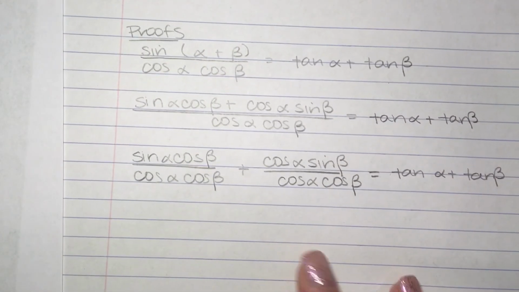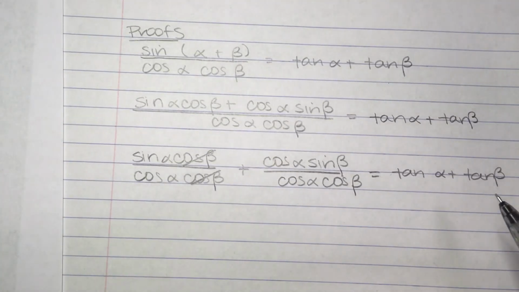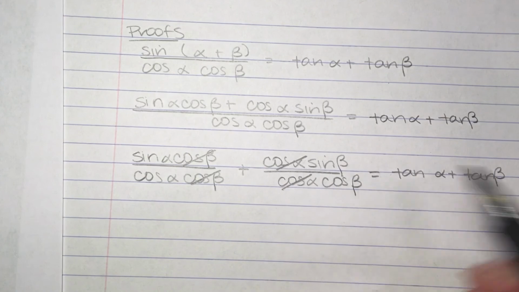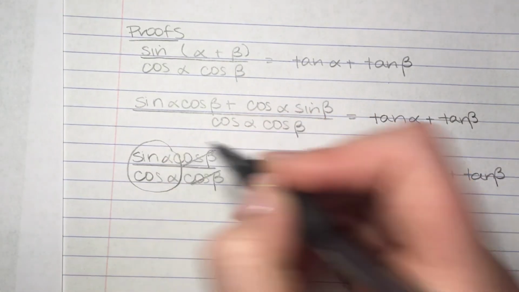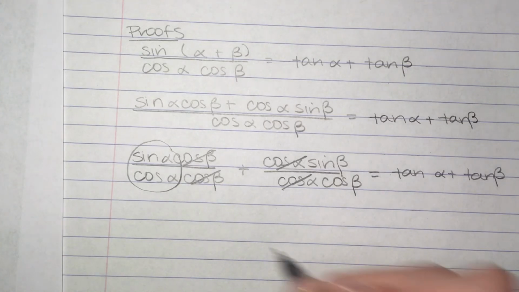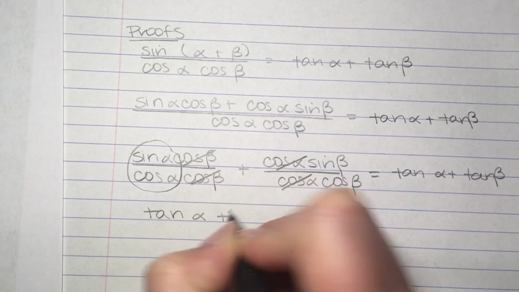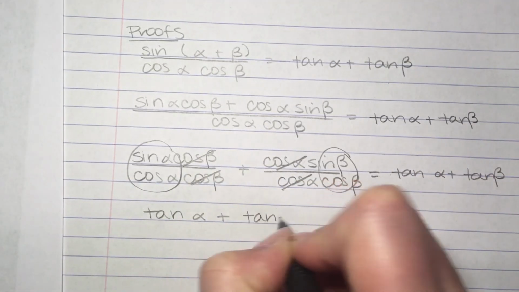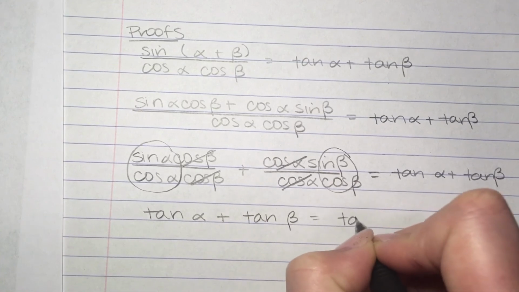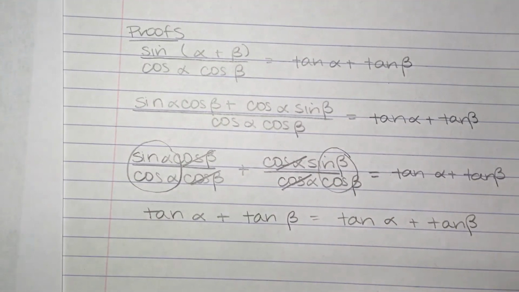Okay. So now if you see this, your cos betas are the same, so they cancel. Your cos alphas are the same, so they cancel. And I'm left with sine alpha over cos alpha, which is actually tan alpha. And then I have sine beta over cos beta, which is tan beta. And so tan alpha plus tan beta equals tan alpha plus tan beta, and I'm actually done.